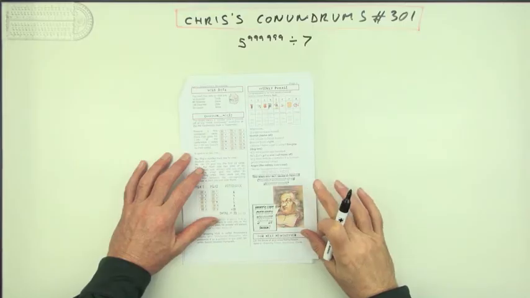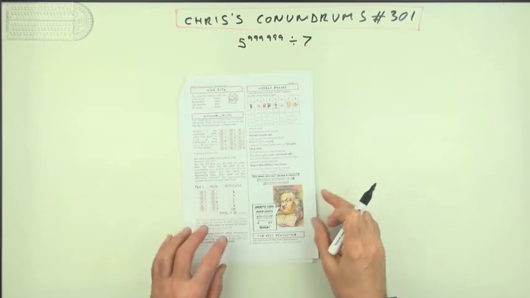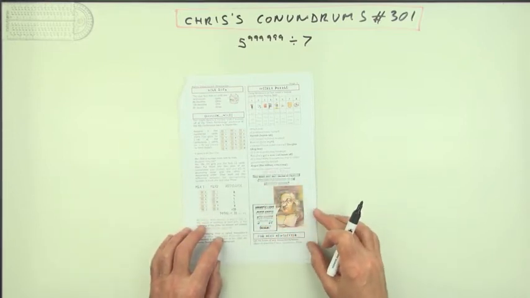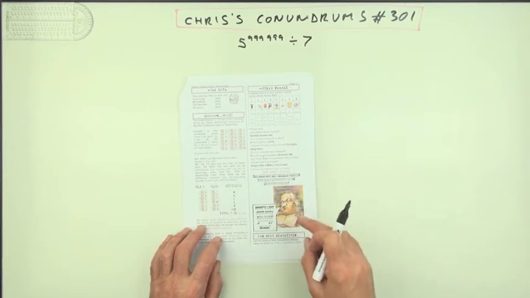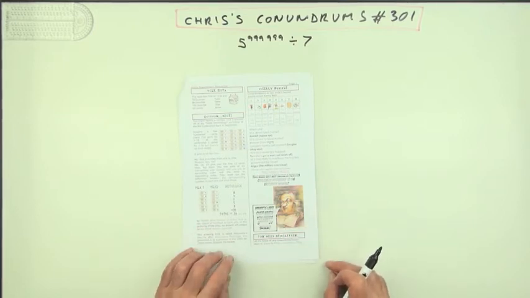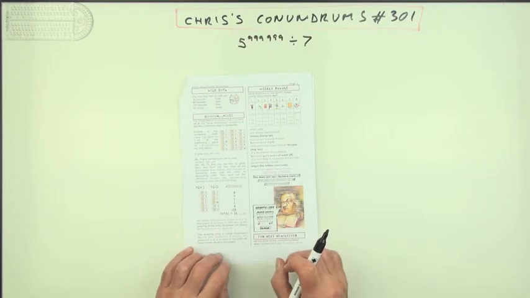So what's Chris got for us this week in issue 301? Well, what's this say? This week, why not tackle a problem originally attributed to the legendary Fermat? And there's a little picture of him, a wee caricature, very flattering. What's left over when you divide 5 to the power 999,999 by 7?